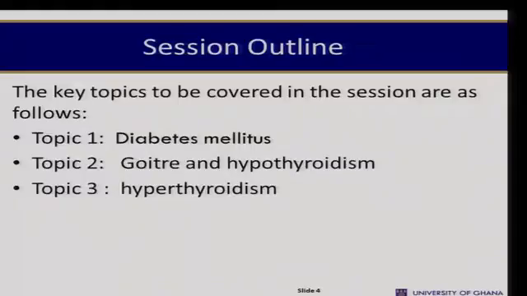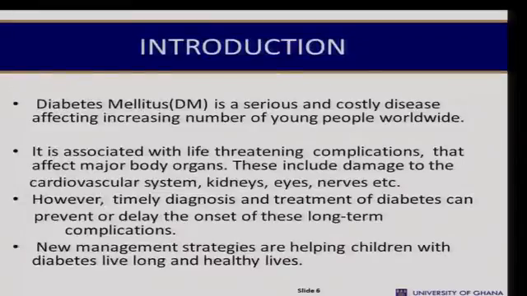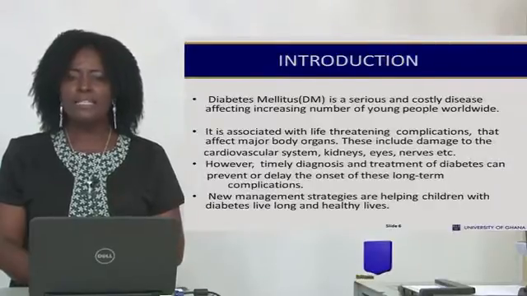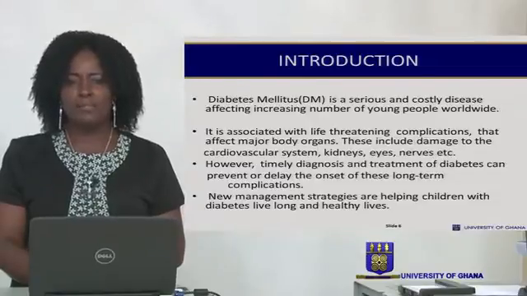Outline: we'll be looking at diabetes, goiter, hypothyroidism, and hyperthyroidism. Topic 1, diabetes mellitus. Diabetes mellitus is a serious and costly disease that is increasingly affecting our young children worldwide today. It is also associated with serious complications that affect many body organs, including the kidneys, the cardiovascular system, the eyes, and the rest of them.